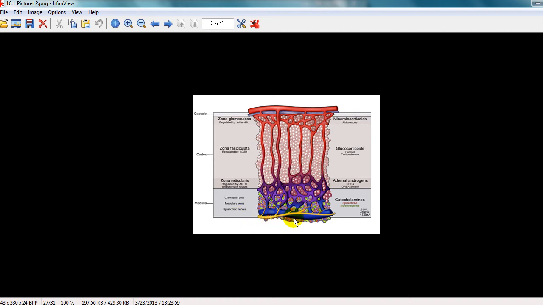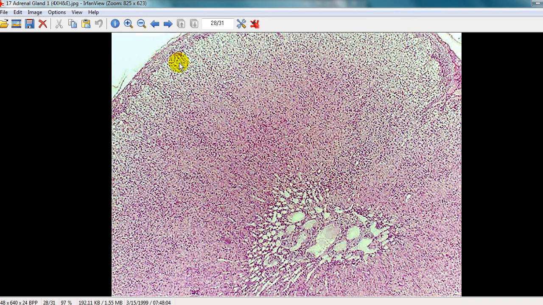So this is a nice picture showing the preganglionic neuron axons that will innervate it and release acetylcholine to cause catecholamine release, like epinephrine and norepinephrine. All right, so moving on, this is the actual histology slide.